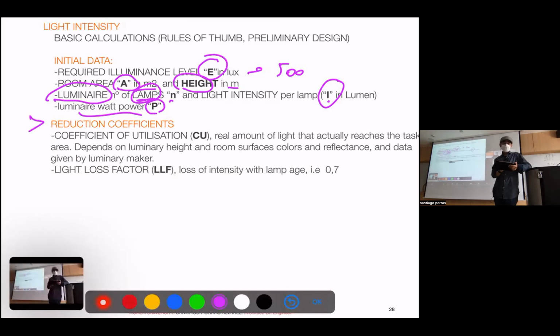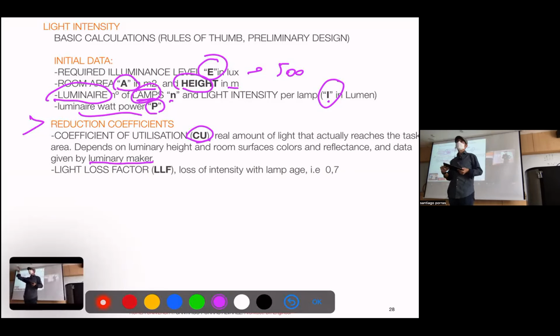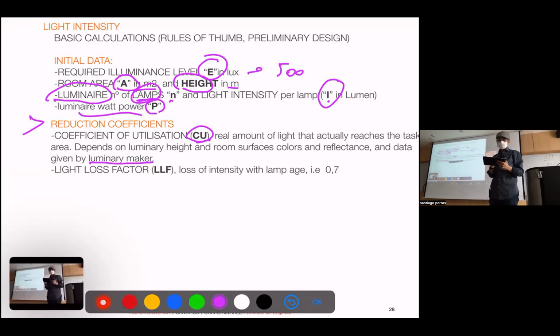We have some coefficients to reduce, because that's ideal data. The coefficient of utilization is very much a rough estimation, right? And depends on many things. Usually the maker makes the correction for the specific luminaire, right? So you have not only the lamp, they have mirrors, they have filters, they have diffusers, and the maker has the experiments and they tell you the coefficient you will use to have an approximate real amount of light.